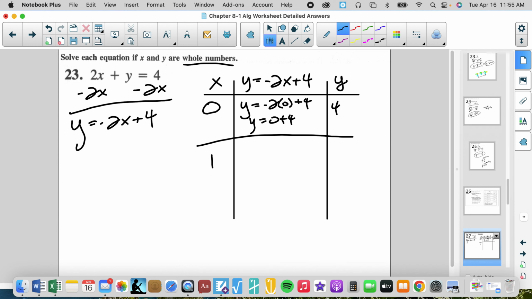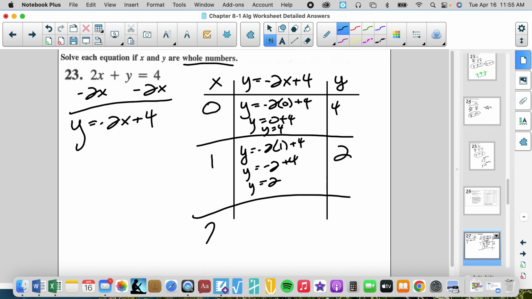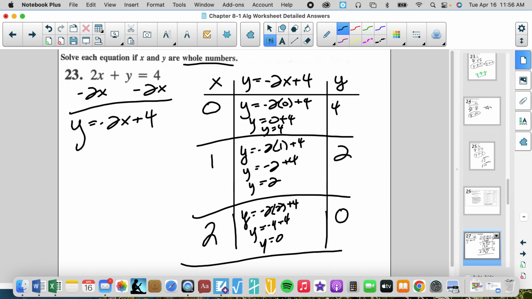So when I plug in 1, we get y equals negative 2 times 1 plus 4. Y equals negative 2 plus 4. Y equals 2. So notice my x and y are whole numbers still. I'm going to plug in 2. y equals -2 times 2 plus 4, y equals -4 plus 4, y equals 0. 0 is still a whole number, so that is a solution.